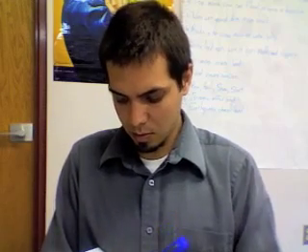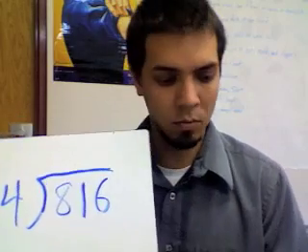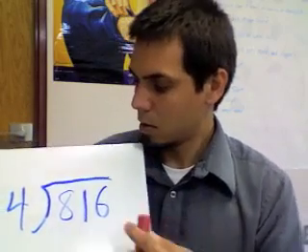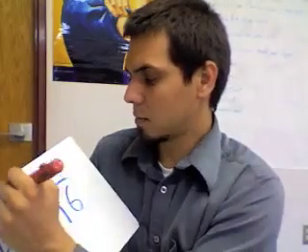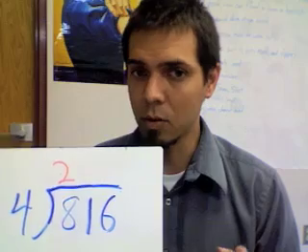Instead, let's have 4 going into 816. All right, with 4 going into 816, let me work that out with you. The 4 goes into the 8 2 times. And now here's the crucial part. Here's where people make a mistake.